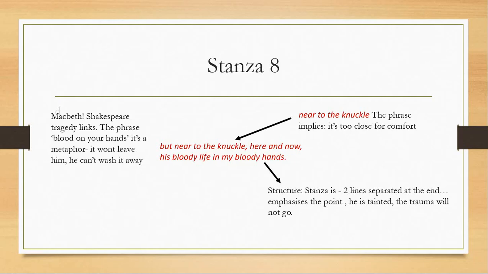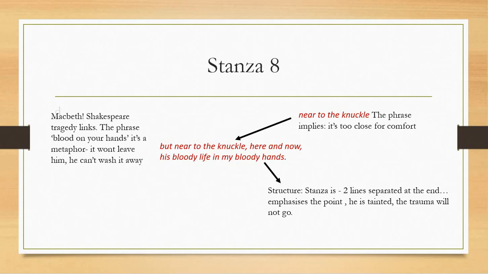But now we have this tragedy feel. But near to the knuckle. Near to the knuckle. The phrase, it's too close to the knuckle. It implies it's too close for comfort. It can't go away. If something's near to the knuckle, it's not going to go away. It's uncomfortable. It's too close for comfort. The structure of the stanza, 2 lines separate at the end, emphasises the point. He is tainted. The trauma will not go away.